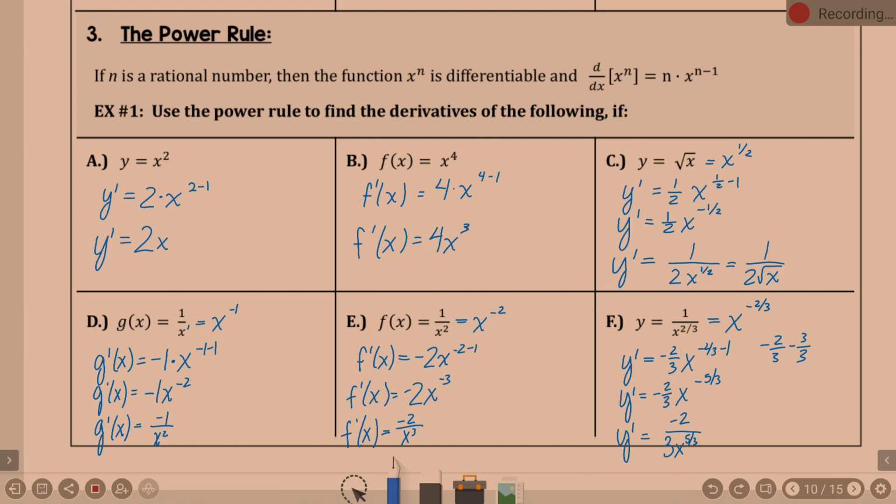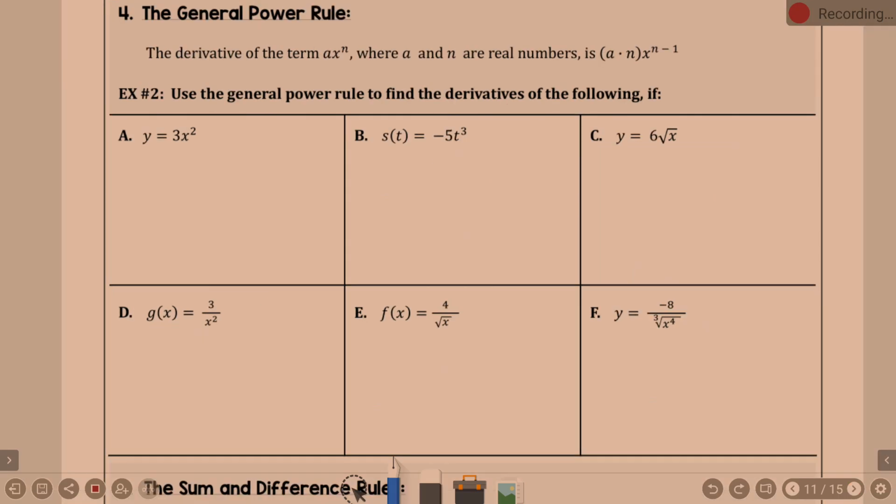Now, the difference in this next section, they define it as the general power rule. It's still basically the power rule. The difference is if there is a constant out front, so an a value. In that case, when you bring that power out front, you're just going to multiply it by whatever's already there. That's all it's saying to do. So if there's a constant out front, it just carries down and gets multiplied into the problem.